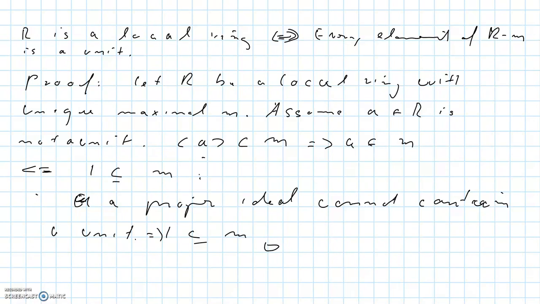Hello everybody, welcome to our second mini lecture on local rings. Let me first remind you what the definition of a local ring was. A local ring is a ring that has a unique maximal ideal.